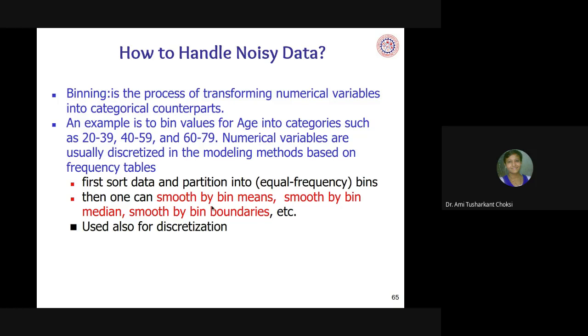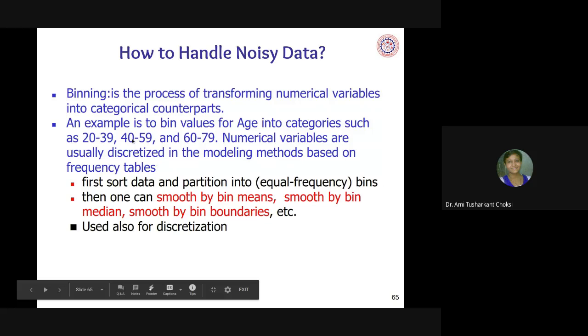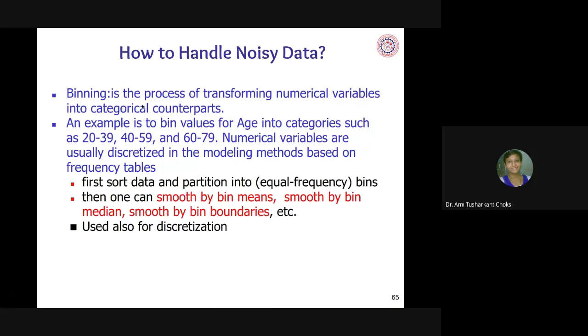Then one can smooth. When noisy data is there, we have to smooth the data. One can smooth it by bin means. Whatever numbers you have put inside the bin, we take the mean of that and replace the noisy data with it. We can also smooth by bin medians and smooth by bin boundaries. So the binning algorithm is useful for handling noisy data, that means for smoothing the data, and also for discretization.